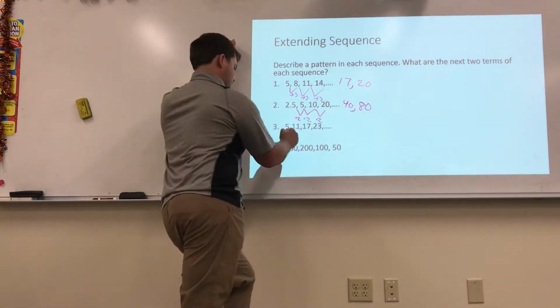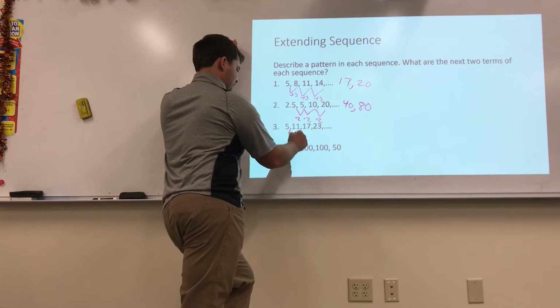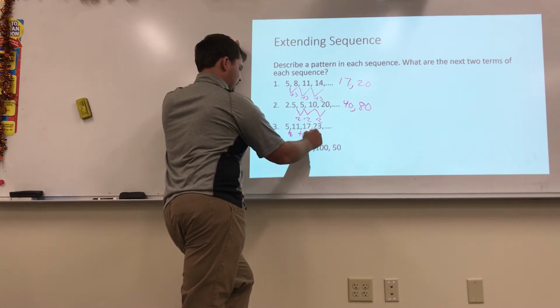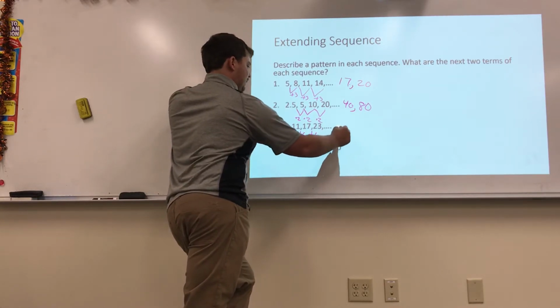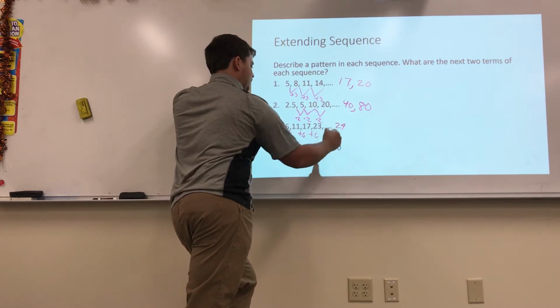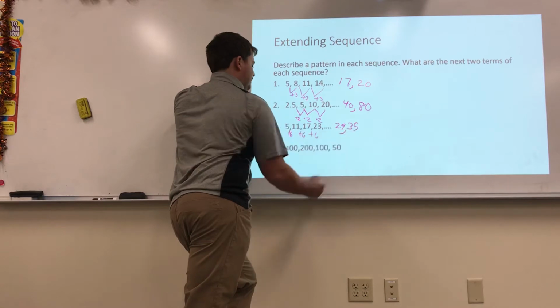This one, looks like we added 6. Added 6 works again. So the next one is going to be 29 because 23 plus 6 is 29. And then it should be 35.